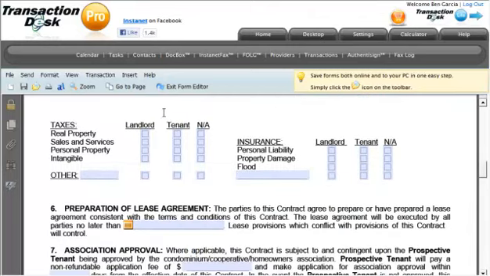Taxes. Taxes are always on the landlord, almost always. I haven't run into many cases that are not. Sometimes taxes are paid in the rental payment. Very few ever do that.